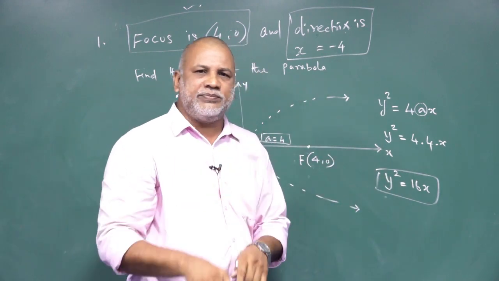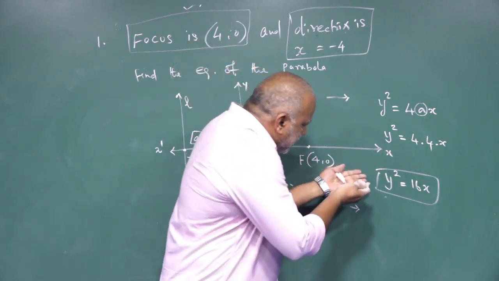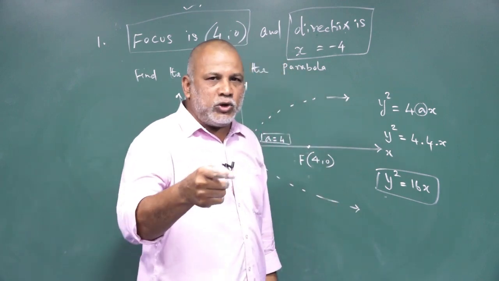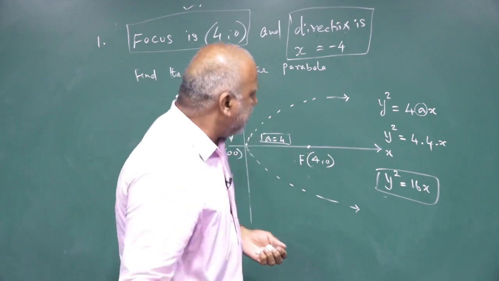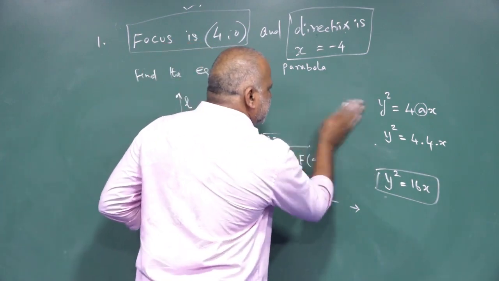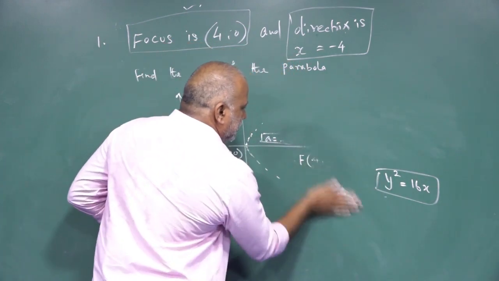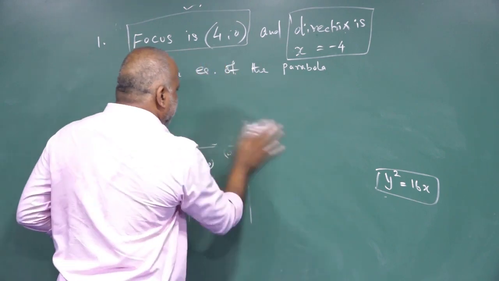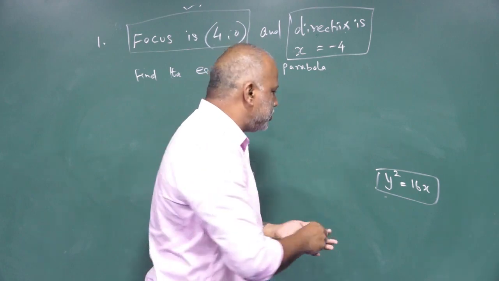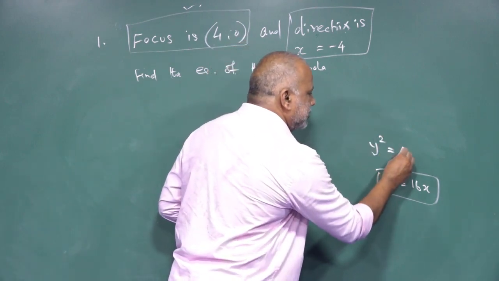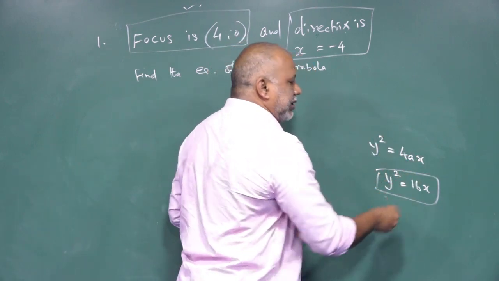Now you can verify in the reverse process. Suppose this parabola is given. We are able to work out all these 7 results. Now think about the result, reverse concept also. See, y squared equal to 16x is given. Which type does it belong to? y squared equal to 4ax. Type number 1 it belongs to.